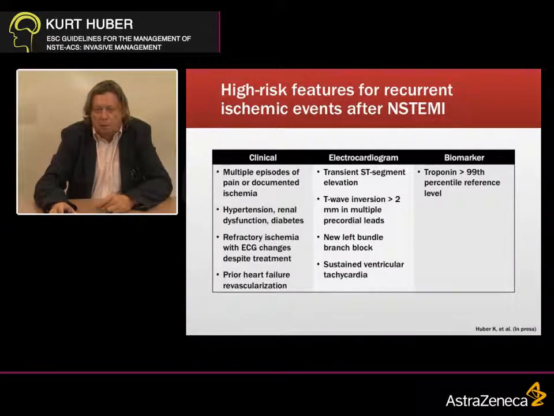Electrocardiographic signs of high risk are a transient ST segment elevation, a T-wave inversion of more than 2 mm in multiple precordial leads, a new left bundle branch block, and sustained ventricular tachycardia. And we also have an important specific biomarker, troponin. If troponin is above the 99th percentile reference level, we think that the patient has an acute coronary syndrome.